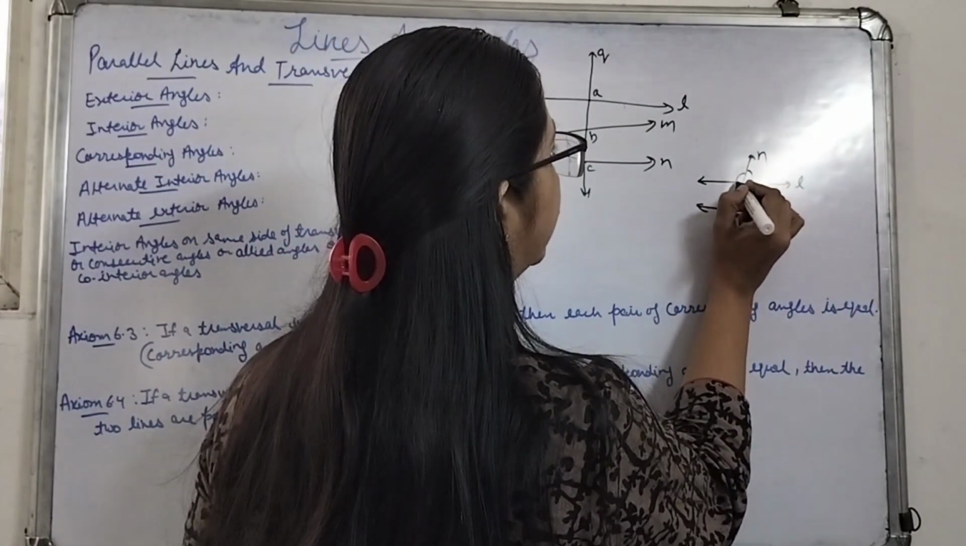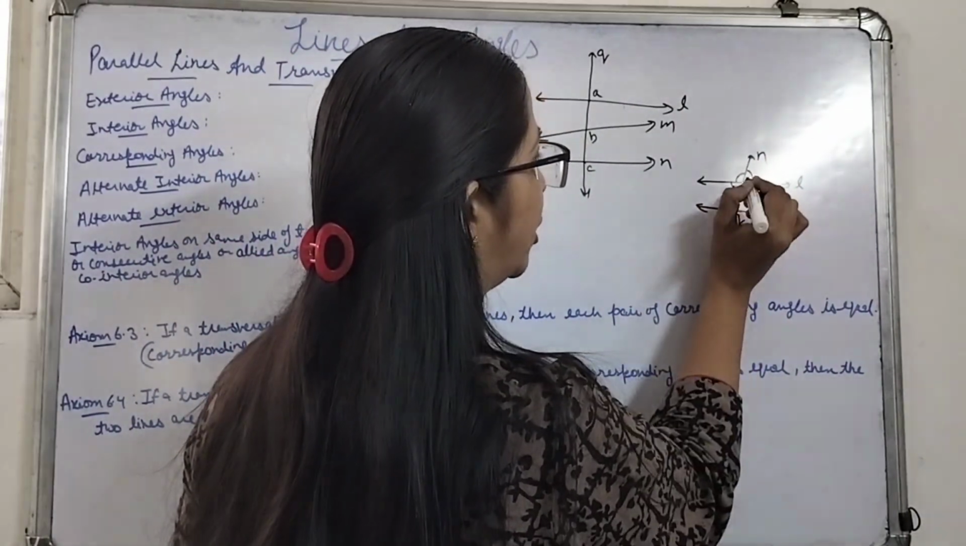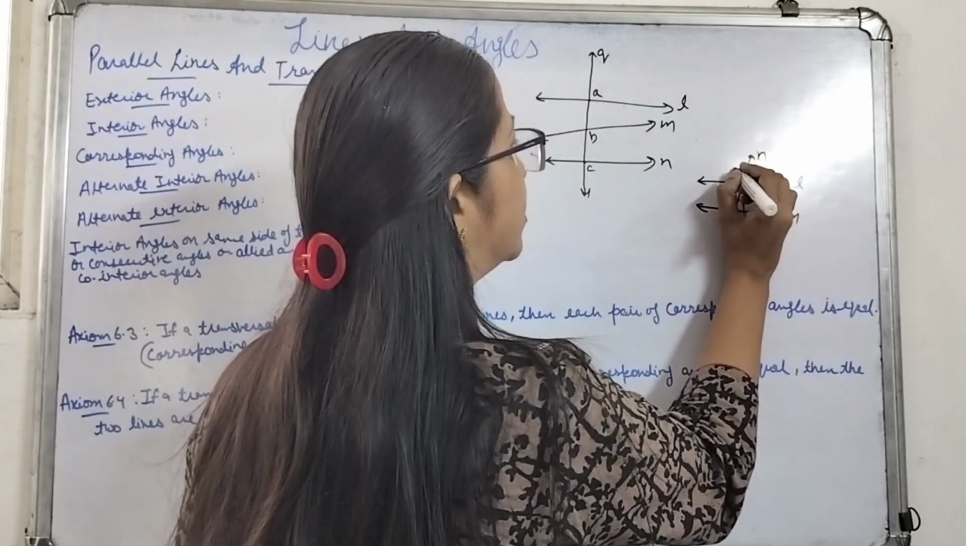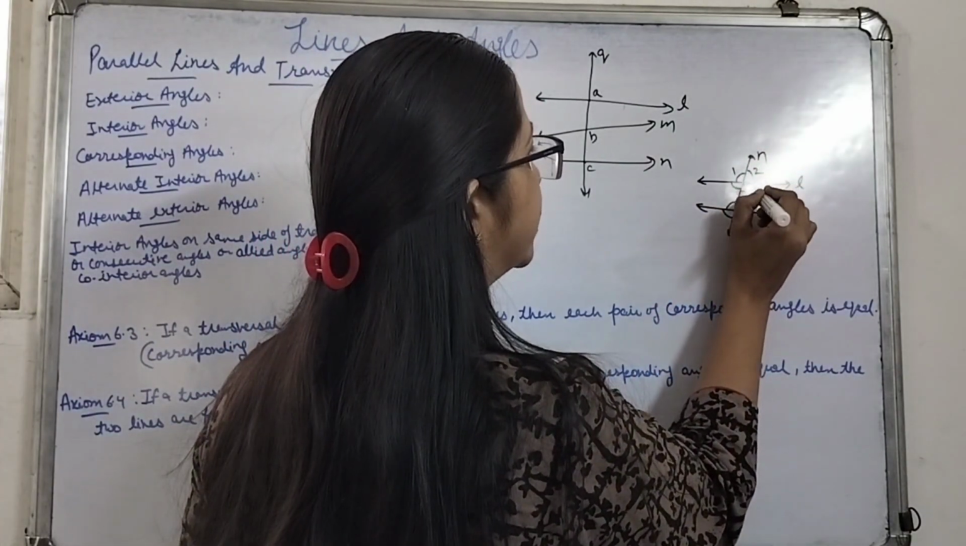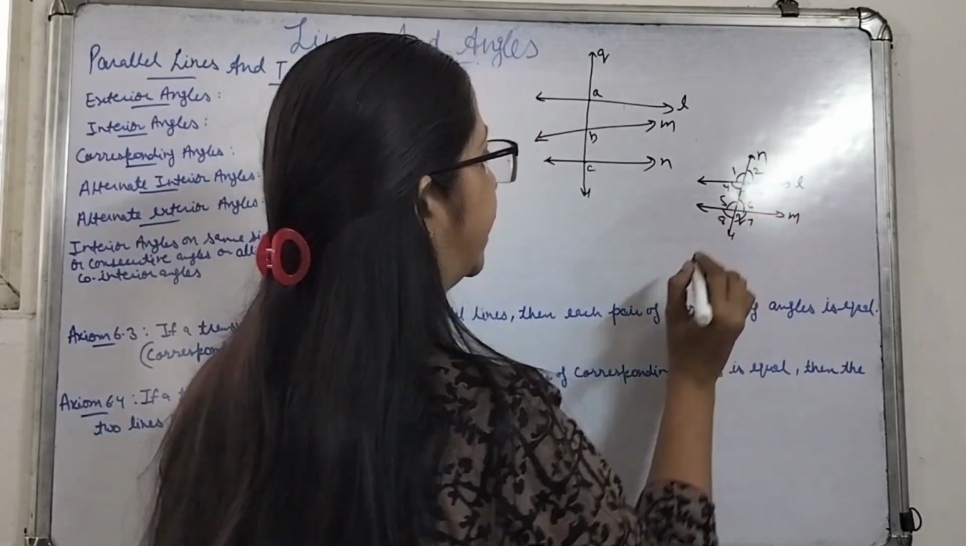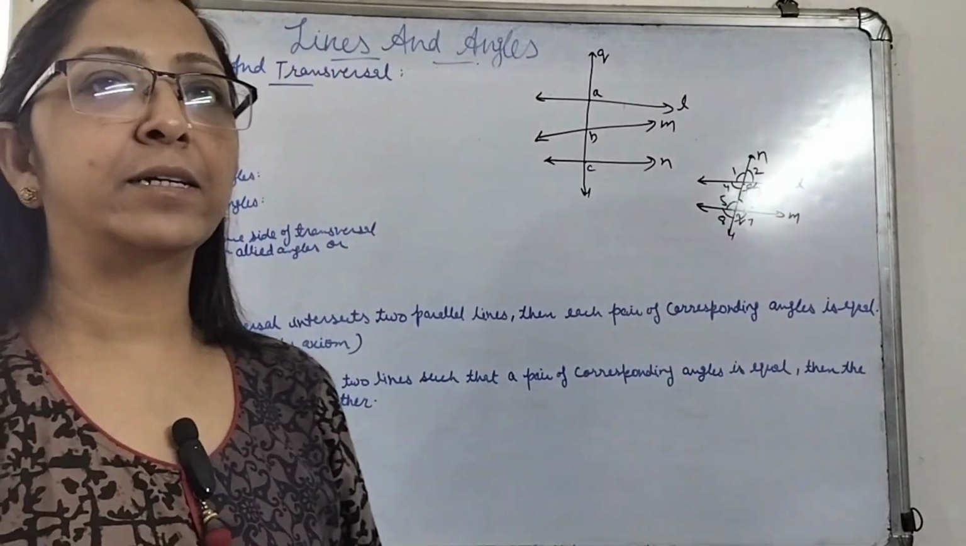This is one of the angles. These are 4 angles at the point P, and 4 angles at the point Q. Suppose this is angle 1, this is angle 2, this is 3, this is 4, 5, 6, 7 and 8. These 8 are the angles.